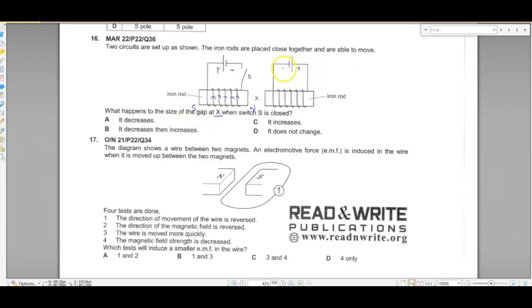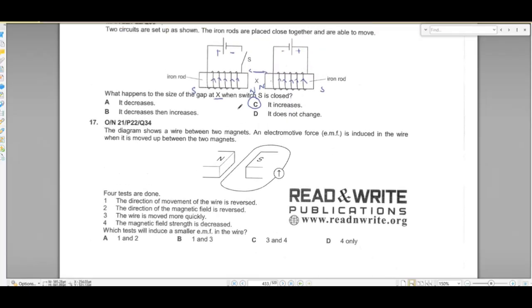Okay, if we look at this, the direction of the current is also like this. So north is going to get induced over here and south is going to be induced over here. So the answer for C is that the gap between them increases, because like poles are over here, so they are going to repel each other. So it is going to increase. C is the correct answer. Okay? Because of this.